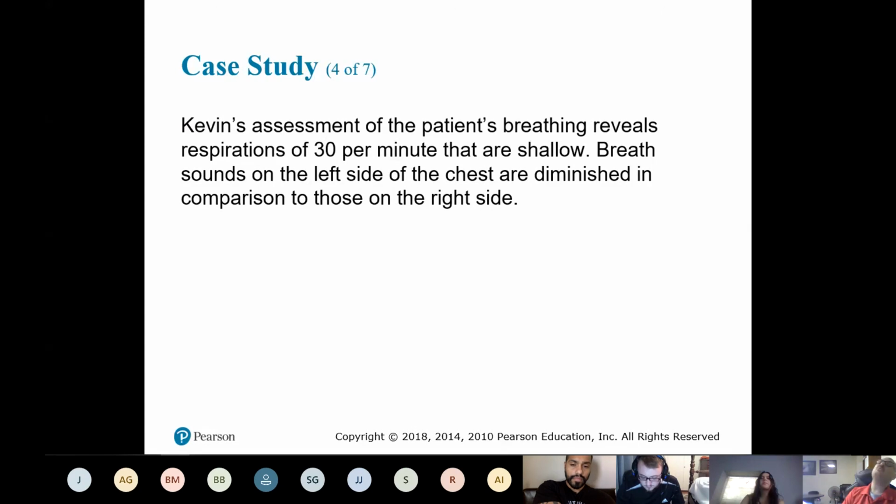All right, so I'm trying to remember. Brandon's assessment of the patient's breathing reveals respirations of 30 times a minute that are shallow. So is that normal or abnormal? Abnormal. Shallow, abnormal. It's abnormal because it's shallow and the 30 respirations a minute goes above the 20. Breath sounds on the left side of the chest are diminished in comparison to those of the right side. So abnormal lung sounds? Yes.